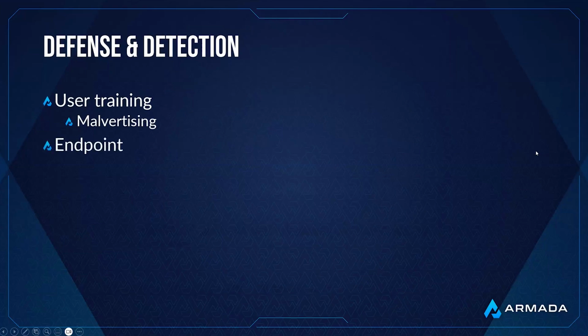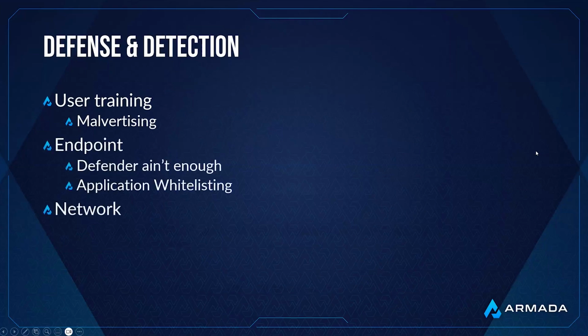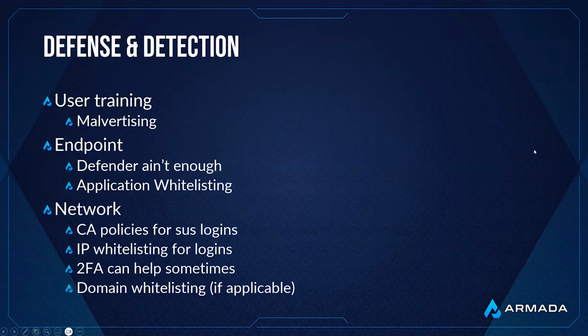So I'm going to touch on some of the defense and detection here. The biggest thing, I think, is that the first thing that should be done is user training on malvertising. This will help a lot with stopping users from downloading stuff that's on Google Ads, because we know it can't be trusted.